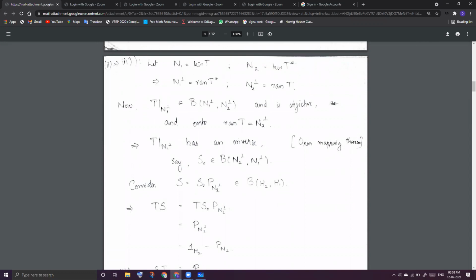And for 2 implies 3, what we do is let N1 be the kernel of T, N2 be the kernel of T star, and N1 perp is going to be the range of T star. H1 is the kernel of T direct sum the range of T star, and the other way, H2 is the kernel of T star direct sum the range of T.